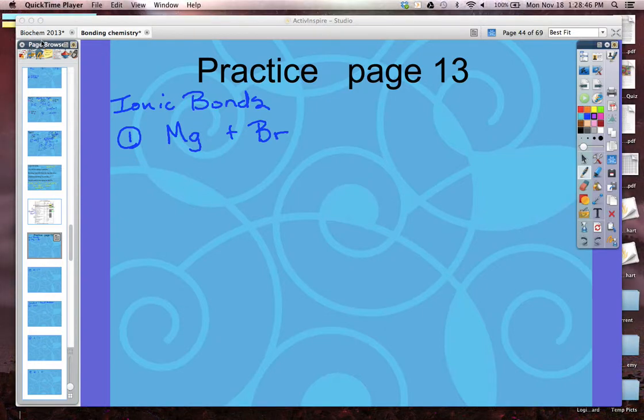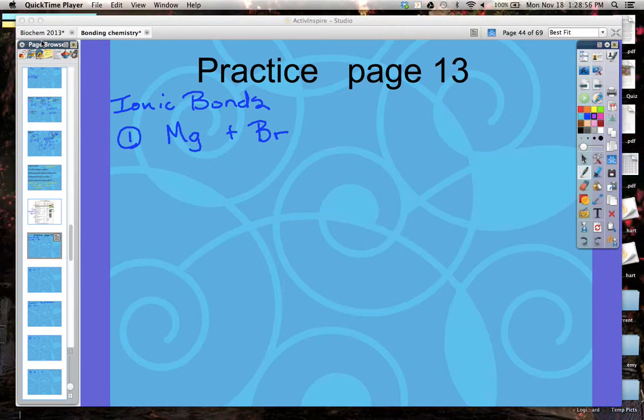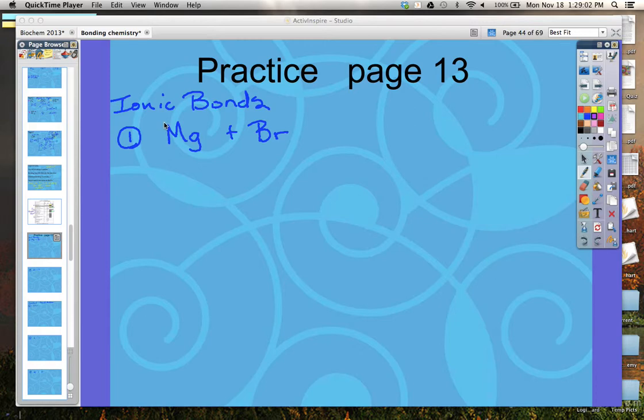So on page 13 in your packet, there's a sheet that says Bonding Basics Practice. And so that's what this is going to go over. We're going to talk about how to model ionic and covalent compounds with bonding. The first set has to do with ionic compounds.